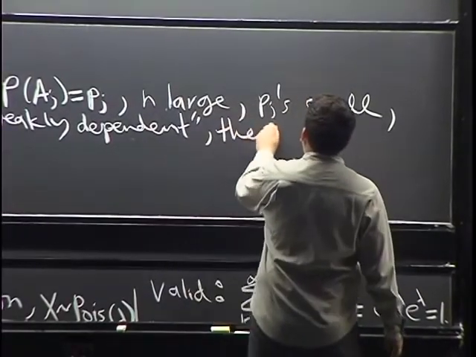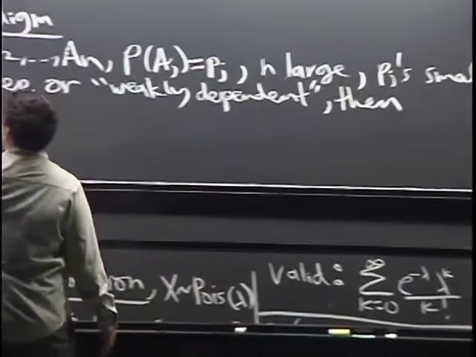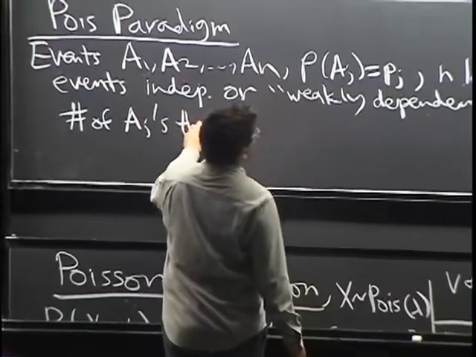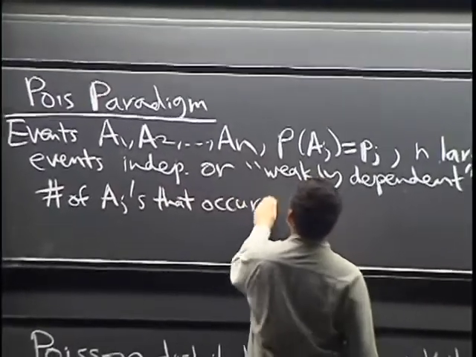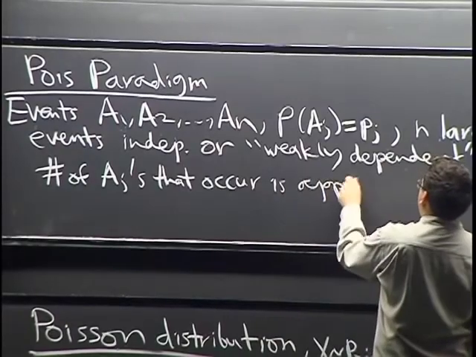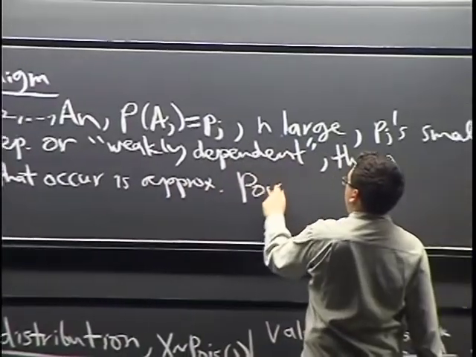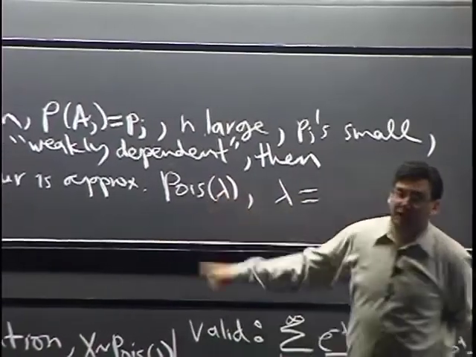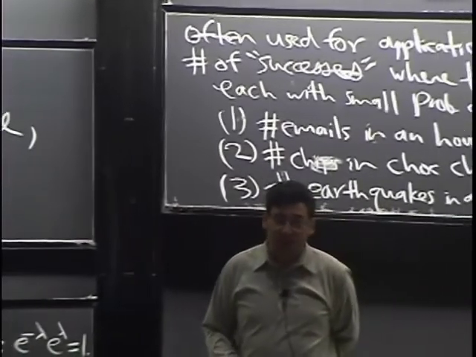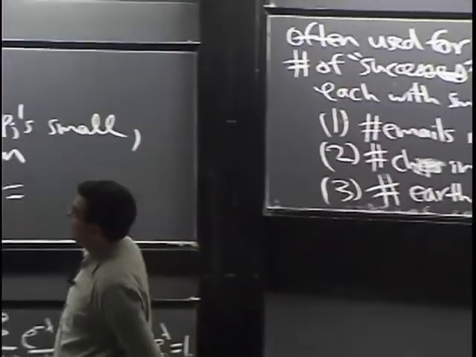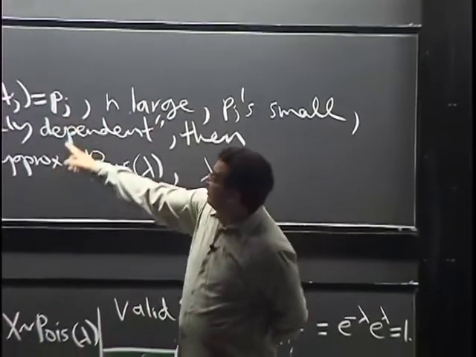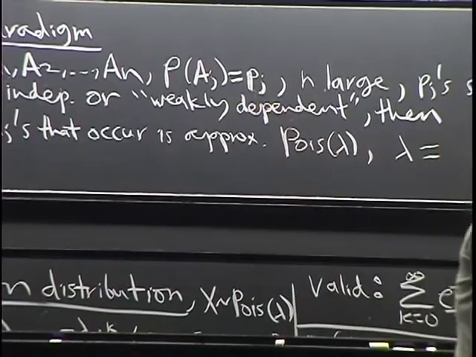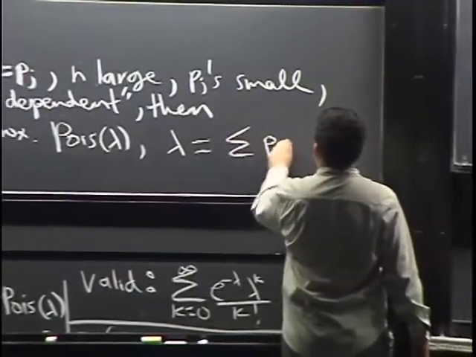Then the claim is that the number of the AJs that occur is approximately Poisson, and we can figure out right now what lambda would have to be for that to make sense. We just showed that lambda is the expected value of the Poisson, so it makes sense that lambda should be the expected number of these events that occur. But by linearity, even if they're dependent, the expected number of events that occur is the sum of the PJs. So lambda should be the sum of the PJs.